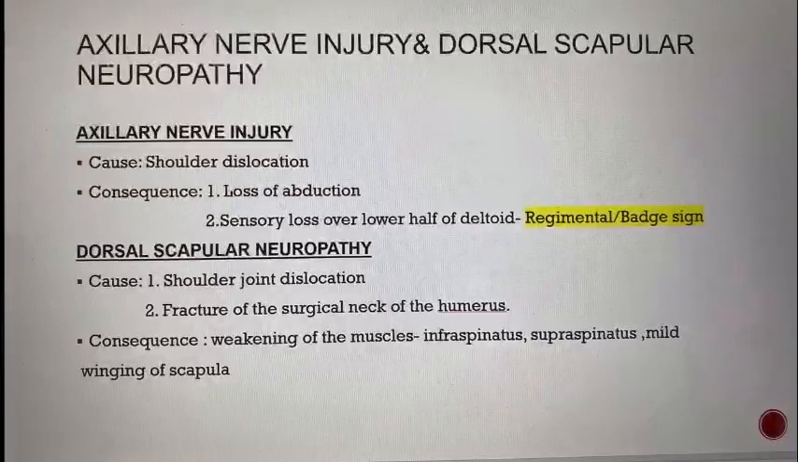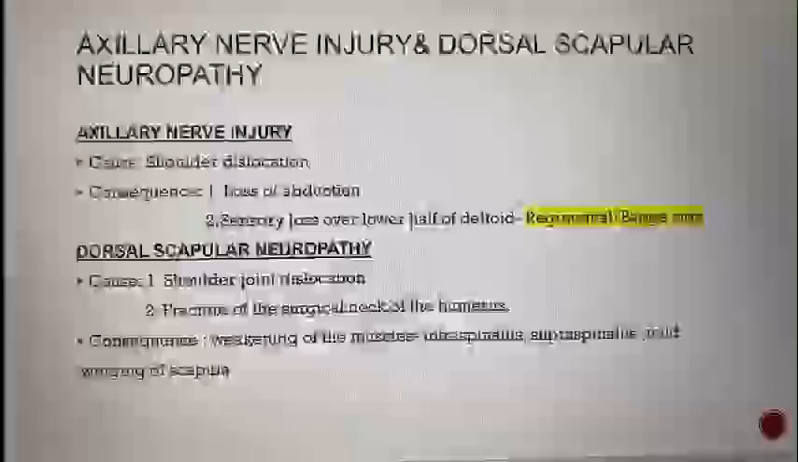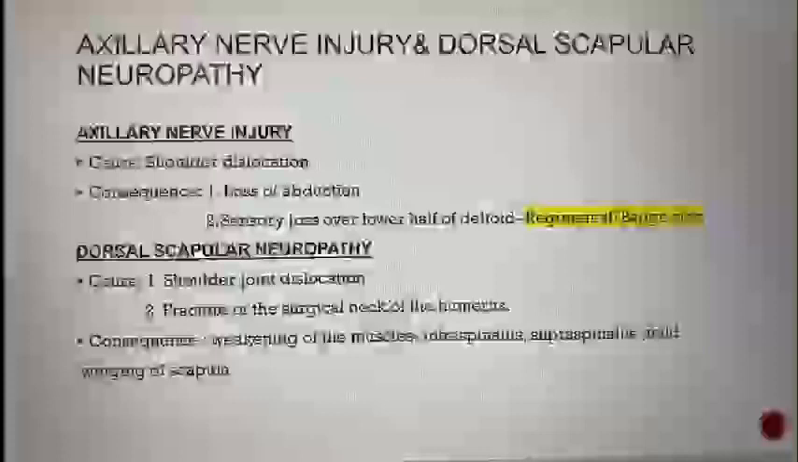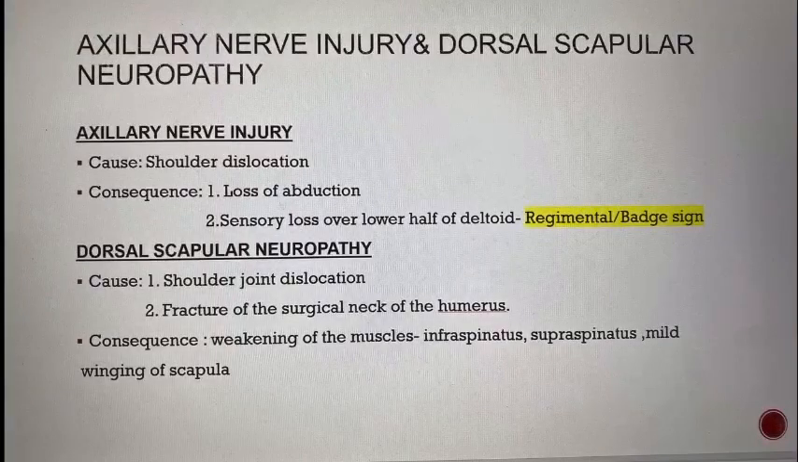Axillary nerve injury and dorsal scapular neuropathy. Axillary nerve injury: the cause is shoulder dislocation. The consequences include loss of abduction and sensory loss over half of the deltoid. This is called the regimental badge sign. Dorsal scapular neuropathy is caused by shoulder joint dislocation and also by fracture of the surgical neck of the humerus. The consequences include weakening of the muscles supraspinatus and infraspinatus, leading to mild winging of the scapula.